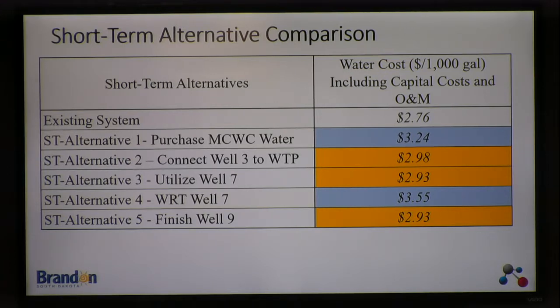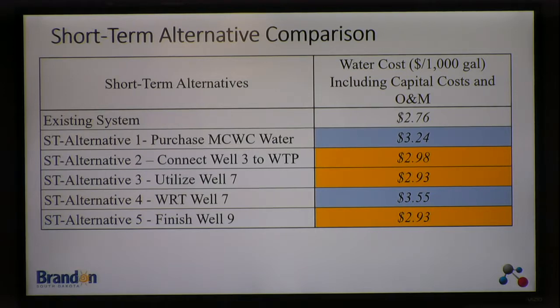So if you look at these alternatives and consider the impact on water cost and compare that with purchasing water from MCWC, which has a short life of just 5 years associated with it, or the cost of WRT at well 7, you have a basis on which to make a decision. The WRT at well 7, again, includes the cost of just providing 400 gallons a minute, roughly speaking, to the treatment plant, not utilizing that well to its fullest extent.